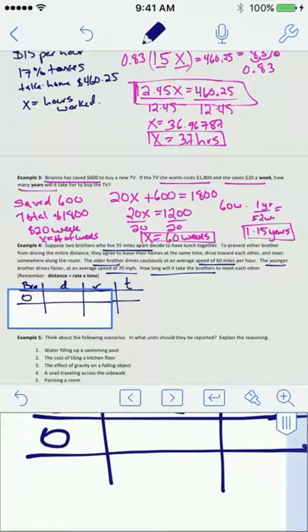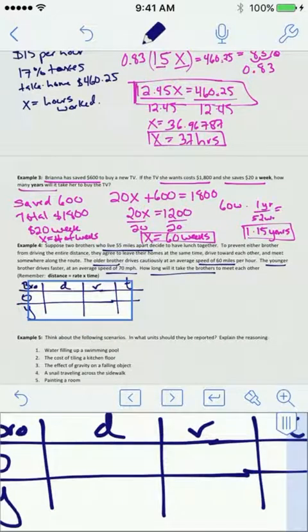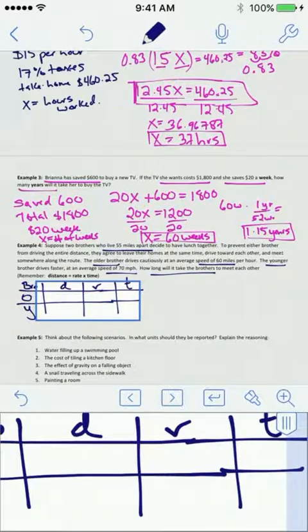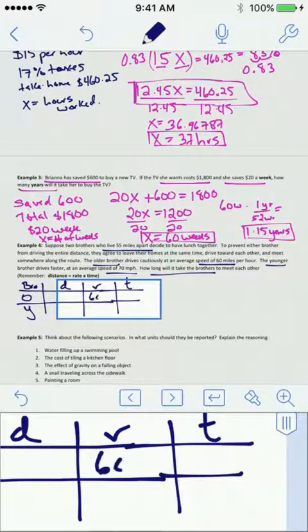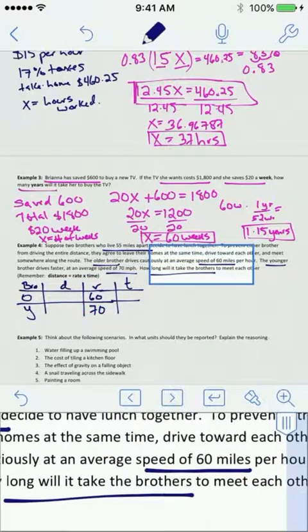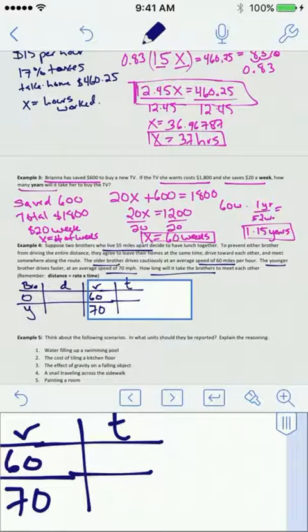So we've got older brother and younger brother. We'll come back to distance, because they're not both going to travel 55 miles apart, right? They're going to travel some distance, but we'll come back to that. The rate we know for the older brother was 60, and the rate for the younger brother was 70. They want to travel the same amount of time, so they're both going to travel t time. We don't know that amount, so we'll just call it t.